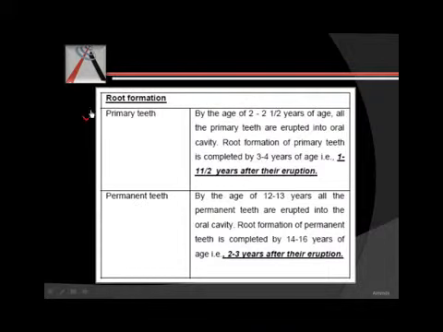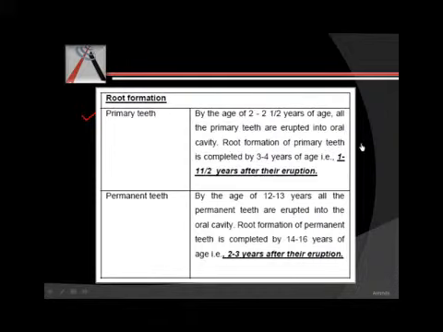Then we have one more point here. Primary teeth start erupting at around 6 months of age, and by the age of 2 to 2.5, all the primary teeth have erupted in the oral cavity. Root formation is completed by 3 to 4. If you see this, it's around 1 to 1.5 years after the eruption.